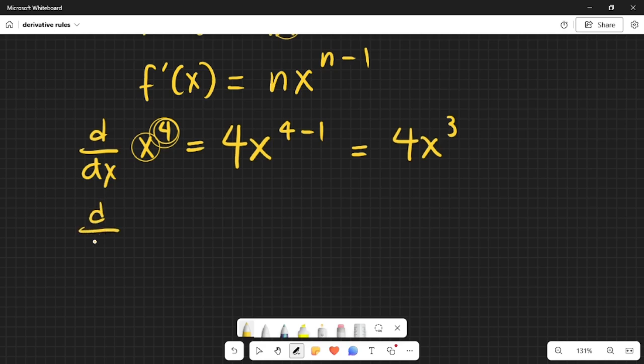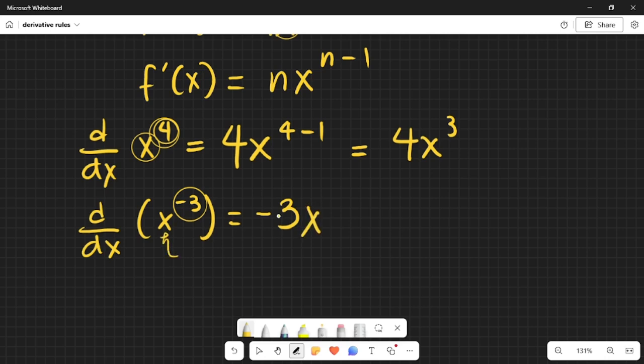Let's try something with a negative exponent. How do you do that? Still the same. We're going to take the exponent, put it in front. We're going to take our base, and then we're going to subtract the exponent by 1. -3 minus 1 is -4. And therefore, our new exponent is -4. That's the derivative.